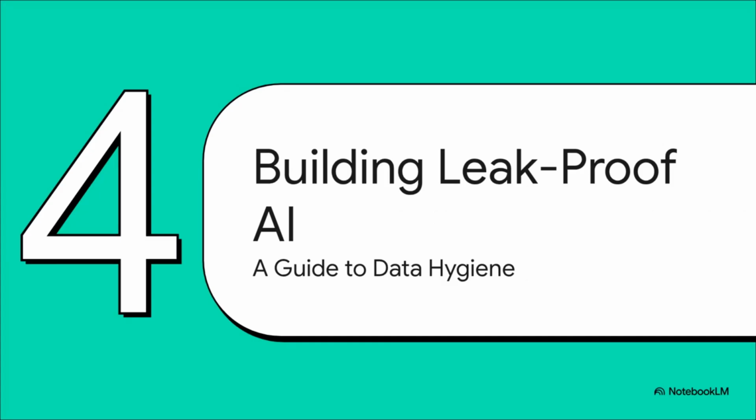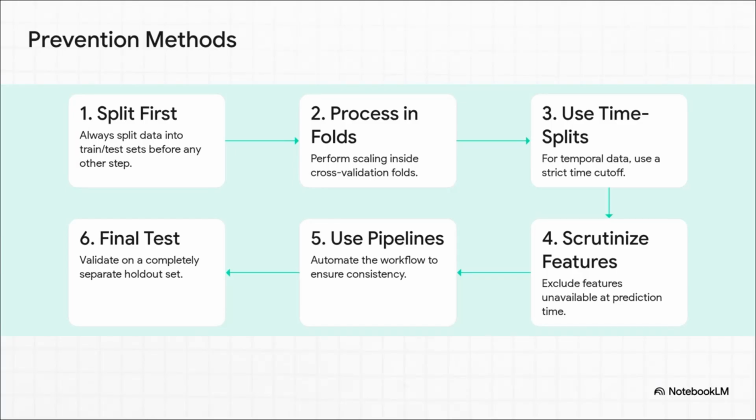Okay, so this is obviously a massive problem. But here's the good news. It is 100% preventable. We can absolutely build better, more robust, more trustworthy AI. It all comes down to following a clear set of rules for what we call data hygiene. This is basically the playbook for building leak-proof models.